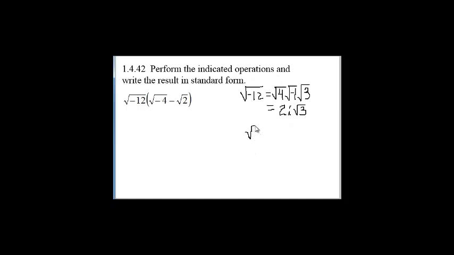The square root of negative 4 is the square root of 4 times the square root of negative 1, which is 2i. So remember, one of the things we have to remember here is this building block fact that i is the square root of negative 1.